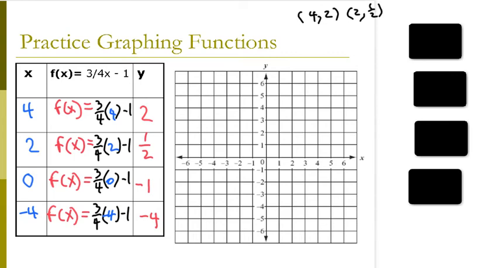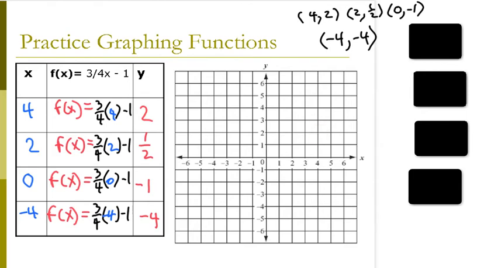So let's start with 4, 2. With 4, 2, we would know that our x value is 4, our y value is 2. So we start at the origin, and along the x-axis, we're going to look for 4. Then we're going to find a positive 2 on the y-axis. So our point is going to be here. So we've graphed that point.